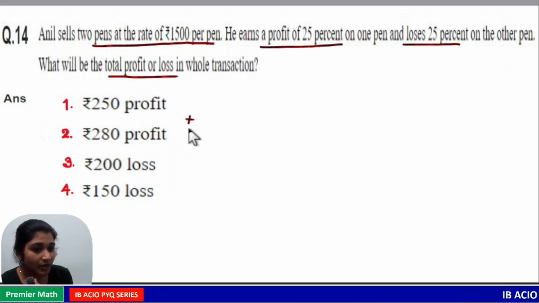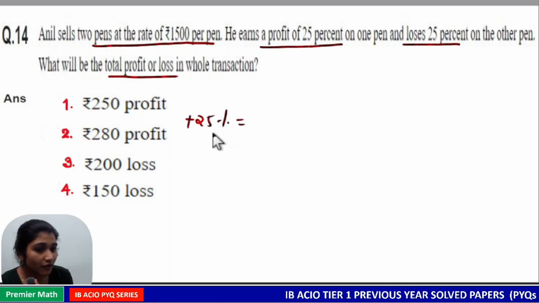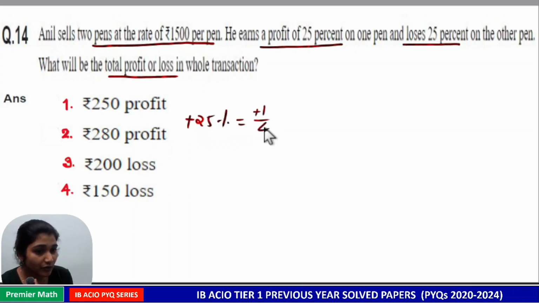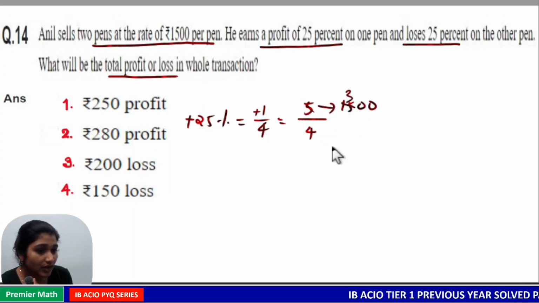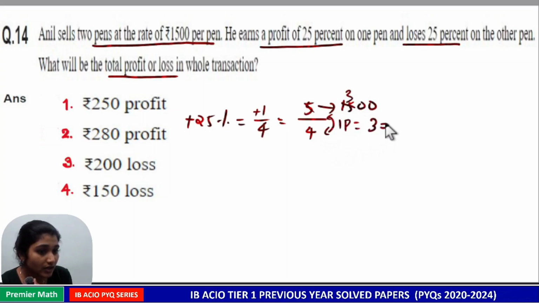Here, in the first case, profit is 25%. 25% means 1 by 4. So plus 1 by 4 means if 4 parts is the cost price, 1 part is the profit generated. That is 1 plus 4, 5 parts is the selling price here. So 5 parts is given as 1500 rupees. Then 1 part is equal to 300 rupees, which means the profit is 1 part, which is 300 rupees. This is profit, so plus 300.